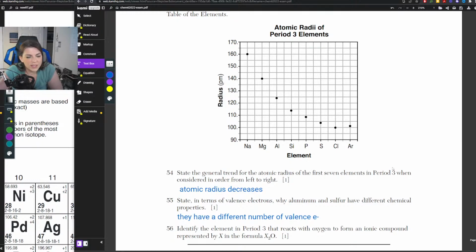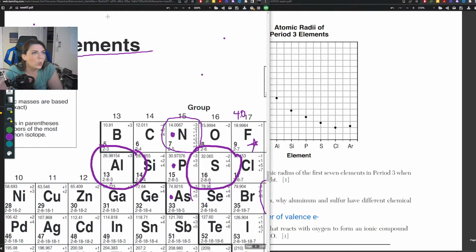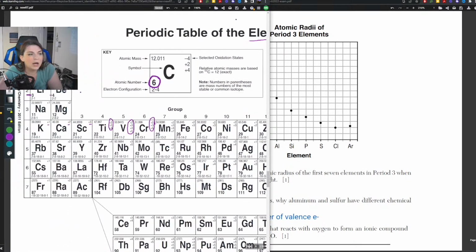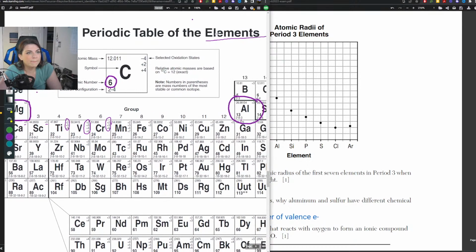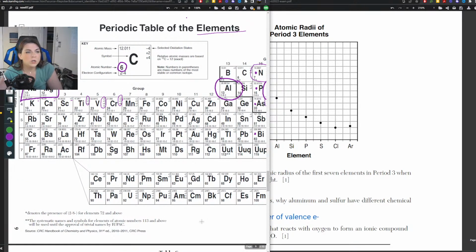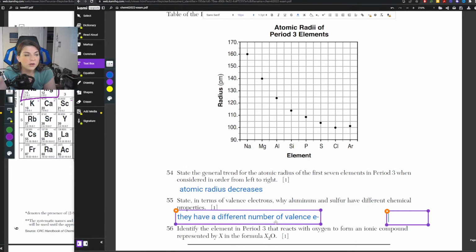Okay, identify the element in period 3 that reacts with oxygen to form an ionic compound represented by X in the formula X2O. Love it. So we're talking period 3, and we're making an ionic compound with oxygen. Oxygen we know is a nonmetal, and an ionic compound has to be a metal and a nonmetal. The metals in period 3 are sodium, magnesium, and over here, aluminum. So if I was stressed out and didn't really know what I was doing, I would crisscross all of them and figure out which one worked.